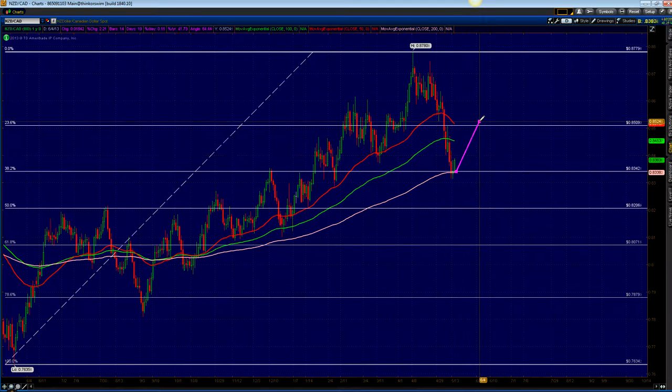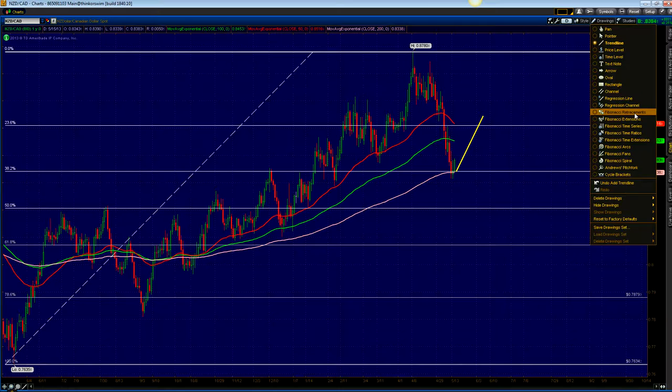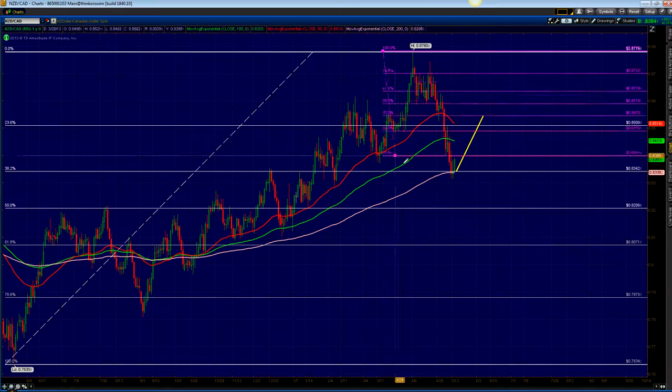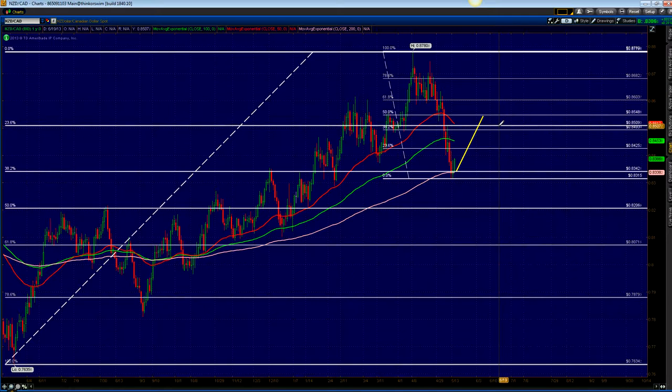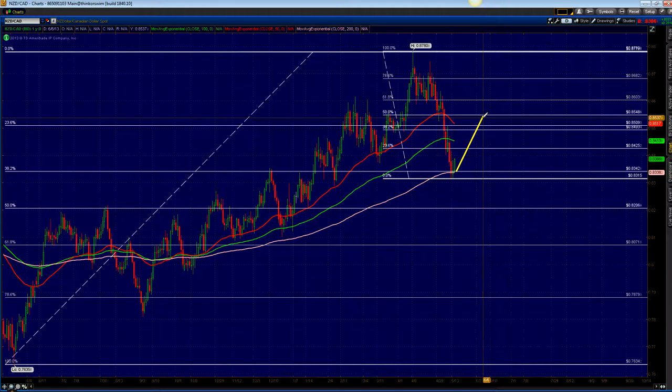It's very possible that the correction takes us up to maybe 85.44. More precisely, if we draw the fibs, assuming that we did actually put in a low, 85.48 would be the 50% fib. That would be a good place to start to look. Or you could look for as high as the 61.8 fib at around 86.30.